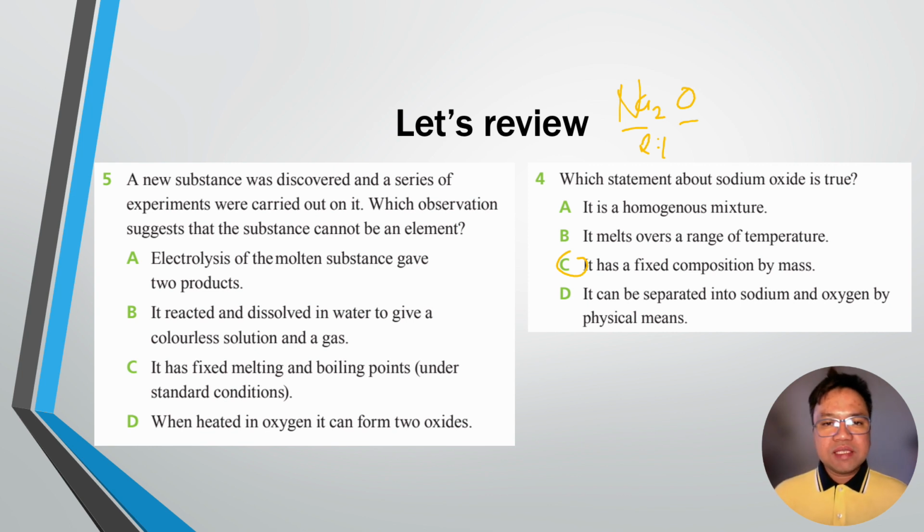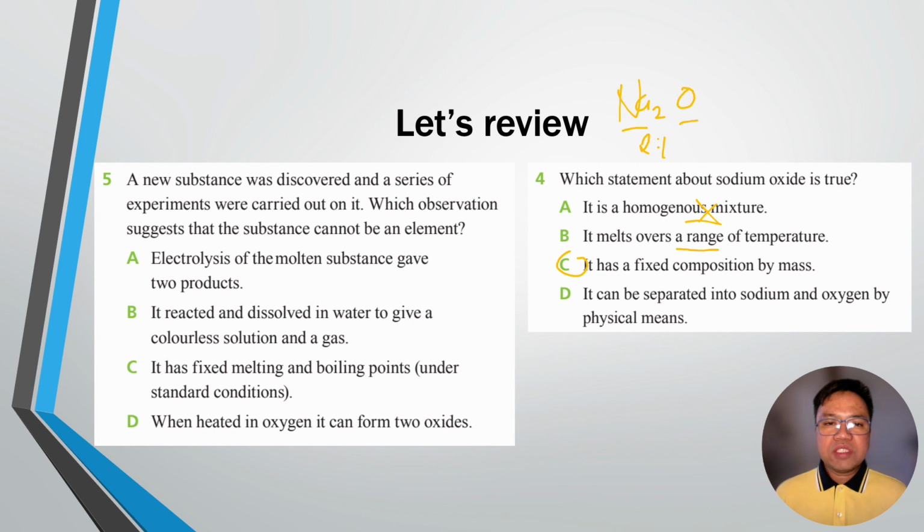Letter A, it is a homogeneous mixture. This is not true because sodium oxide is not a mixture at all. It's a chemical compound with a definite formula and structure. For letter B, it melts over a range of temperature.